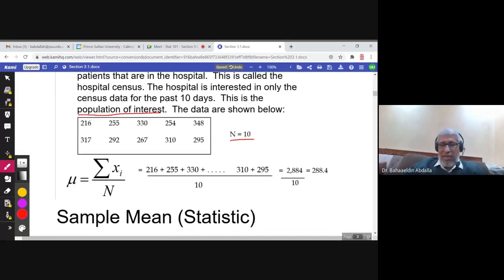To find the population average or the population mean, we add all the 10 numbers and we divide by 10. We use the calculator to get the answer. So the average of the population is 288.4. So that's the population mean.